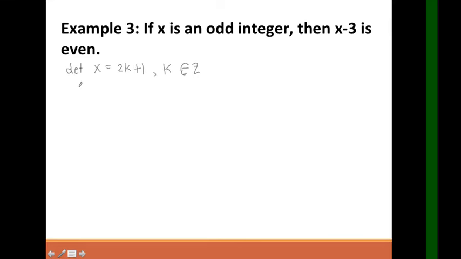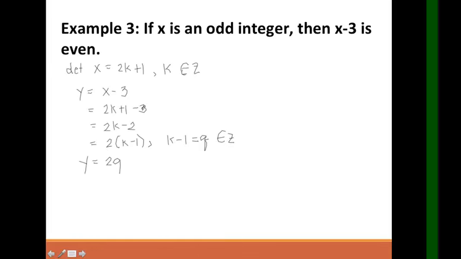So we have an even integer, which is y equals x minus 3. Just put in x. So we have 2k plus 1 minus 3. So that is 2k minus 2. And simplifying, that's 2 quantity k minus 1. So we just let k minus 1 equal q, and q is an element of Z. Therefore, y is equal to 2q. Hence, we can conclude that x minus 3 is even.